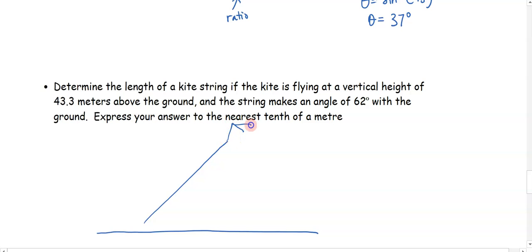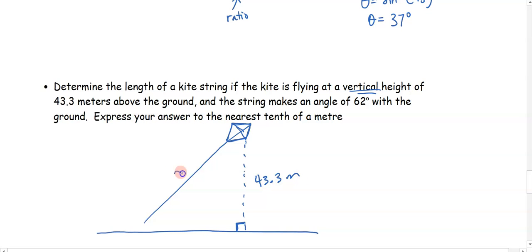Holy smokes, this is a very terrible kite. There we go. So we have our kite flying in the air. We know it is at a height of, so vertical height, so that's vertical to the ground, perpendicular, right? That's 43.3 meters. That's the height of the kite.